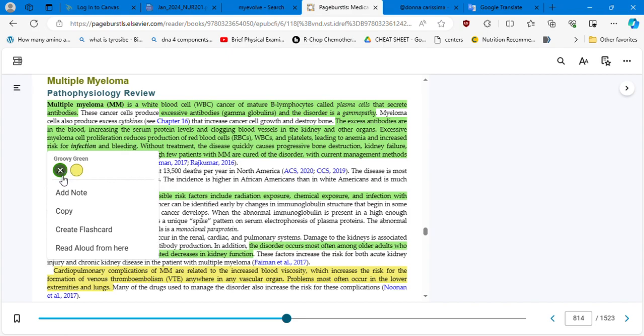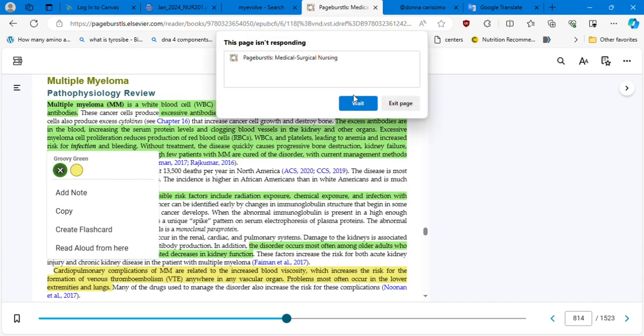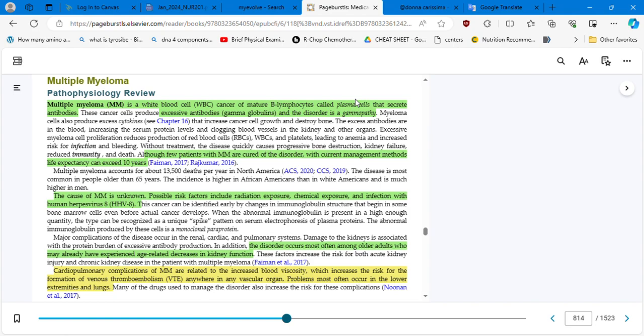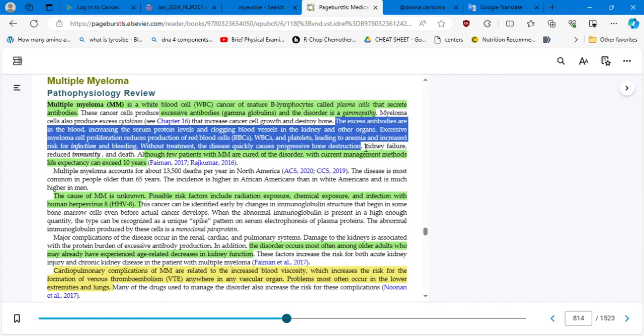Excessive myeloma cell proliferation reduces production of red blood cells, WBCs, and platelets, which is again another form of pancytopenia, leading to anemia and increased risk for infection and bleeding. Without treatment, this disease quickly causes progressive bone destruction, and that's the part that I want you to remember. That's the difference with many other conditions, because this one is going to cause bone destruction. And with that, hypercalcemia is going to be another differentiating factor from other conditions.